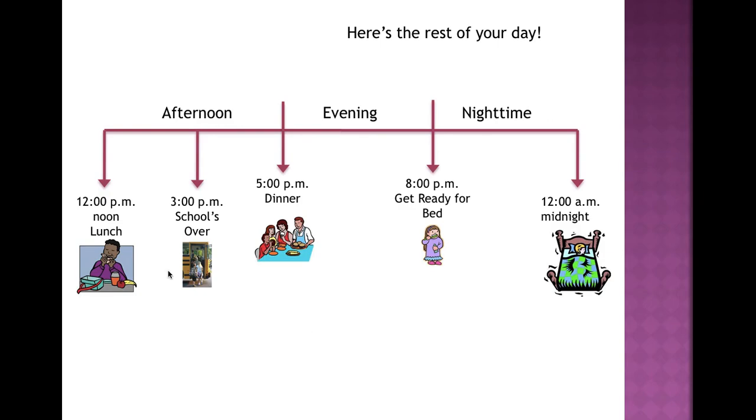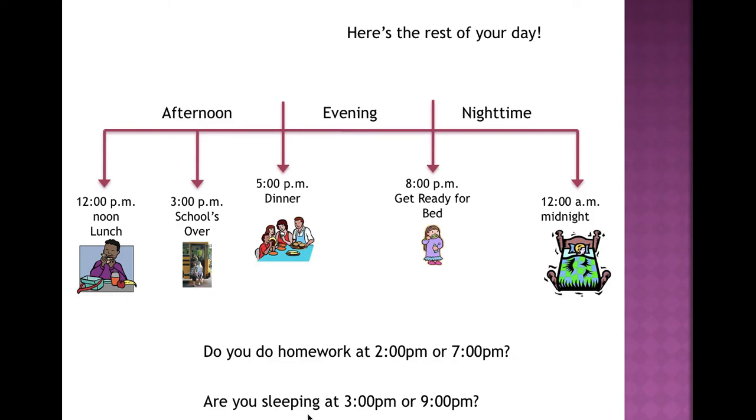Here's also the rest of the day. So 12 p.m., noon. That's another word for 12 p.m., noon. Then we have 3 p.m. Typically we're out of school around 3:30. Then we have evening time around 5 p.m., 8 p.m. And then after that, it's nighttime when we're going back to sleep. And then we start all over again at 12 a.m.